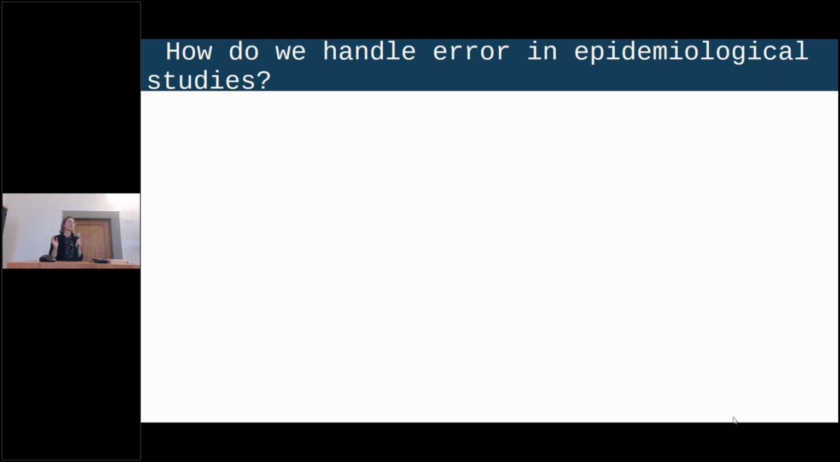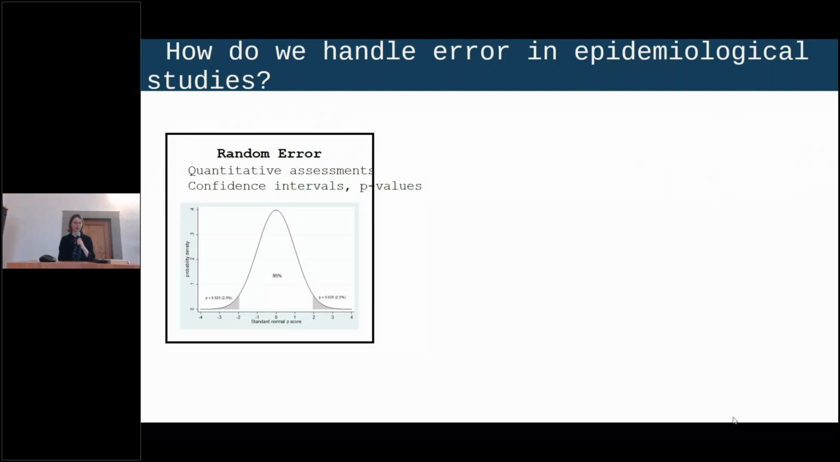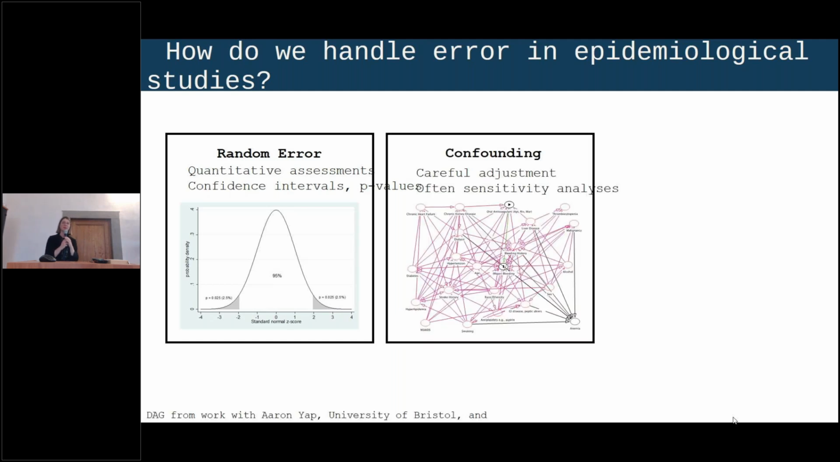Okay, so I want to start off by taking a little bit of a step back and think about how we handle error in epidemiological studies. If we start with random error, this is something that I think we all do quite a bit of. It's sort of lesson 2 in your epidemiology degree, some kind of quantitative assessment of random error with confidence intervals and p-values. I think for most of us, it would be completely impossible to imagine publishing a study without quantifying random error. Confounding, another thing that I think we are quite good at thinking about.